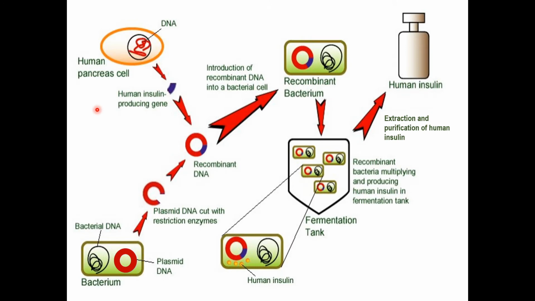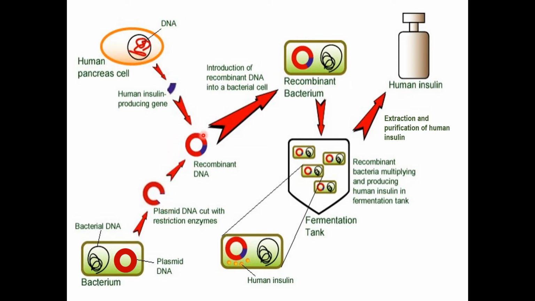So this is an overview on how insulin is produced using bacteria or E. coli as host cell. As you can see in this diagram, the insulin gene is isolated from human pancreatic cell, while plasmid is isolated from the bacteria. Instead of using the DNA as a donor, we use mRNA to obtain the insulin gene. Both of these insulin gene and plasmid are cut using the same restriction enzyme, so that the insulin gene and plasmid are compatible to each other.